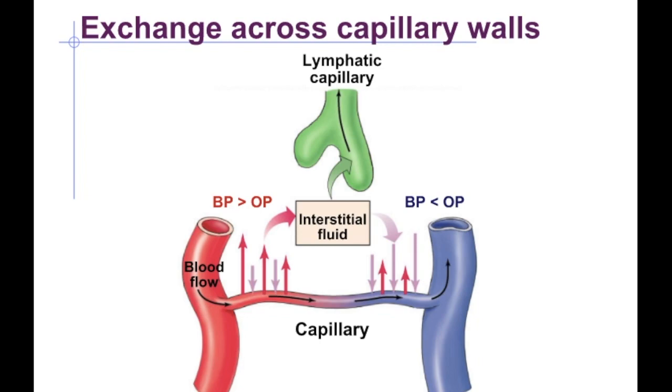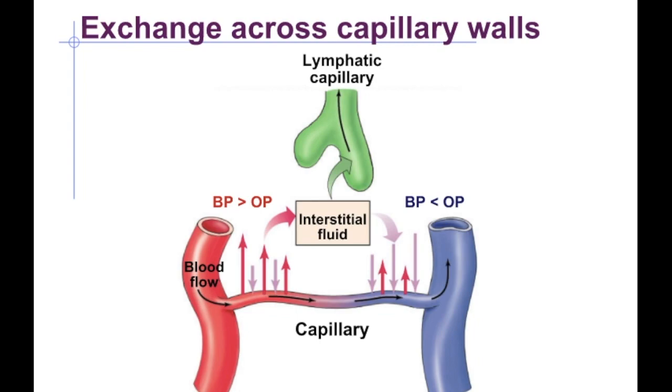Two opposing forces control the movement of fluid between the capillaries and the surrounding tissues. Blood pressure, that's the force exerted against the capillary walls by the flow of blood, is going to push fluid and solutes out of the capillaries and into the tissues. And this is how oxygen and nutrients are delivered to the cells.